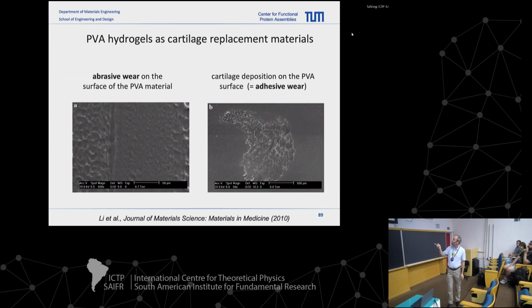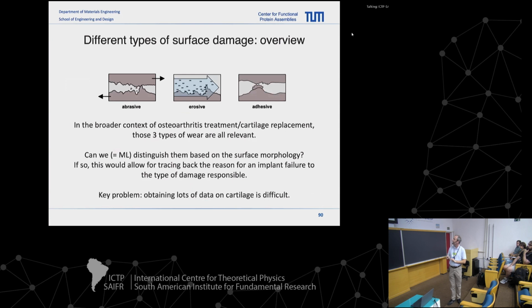This is called adhesive wear because you were too sticky and you actually transfer material from one side to the other. So we have abrasive wear, erosive wear, and adhesive wear, and all three things can in principle happen on cartilage, and none of this is good. Because of that, because all these three types of damage that again are summarized over here, abrasive, erosive, and adhesive wear, have different reasons as to why they occur, we were wondering if we can recognize those three different types of damage based on the patterns they create.